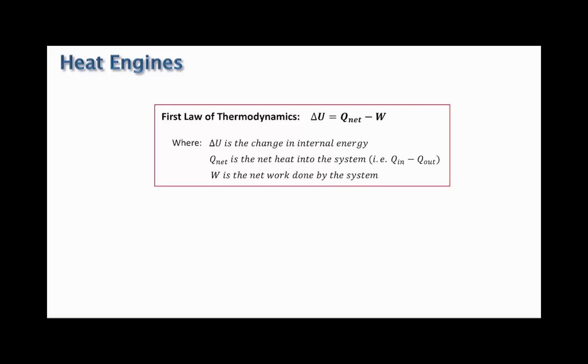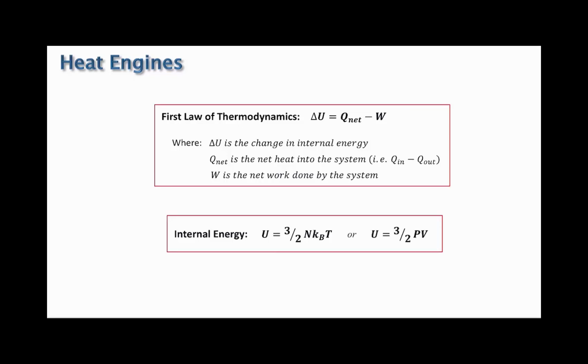A few comments about internal energy. Internal energy of a system is based on the kinetic and potential energies of all of the atoms or molecules in the system. Temperature is essentially an average of these energies, so in the end, internal energy is directly proportional to temperature. The specific equation is this: internal energy equals 3/2 N, the number of molecules, times the Boltzmann constant, times temperature. Temperature can also be replaced using the ideal gas equation, so that equation just becomes 3/2 times pressure times volume.